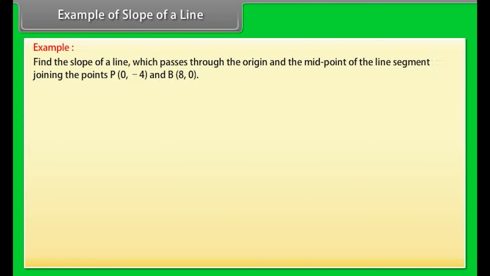Examples of slope of a line. Find the slope of a line which passes through the origin and the midpoint of the line segment joining the points P(0, -4) and B(8, 0).